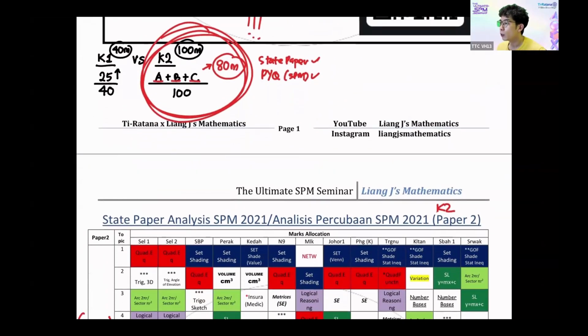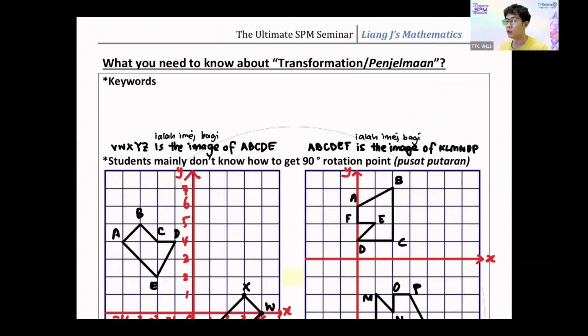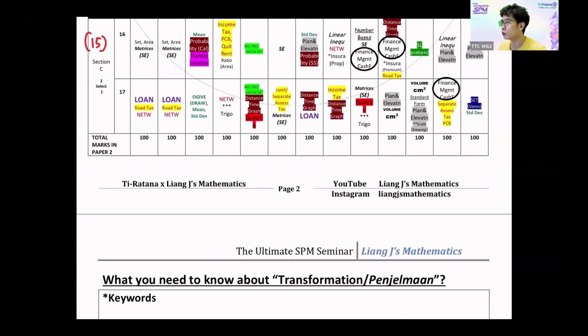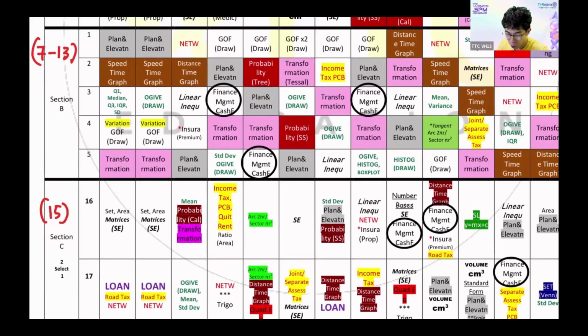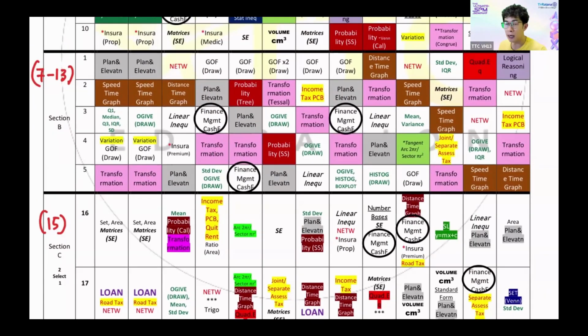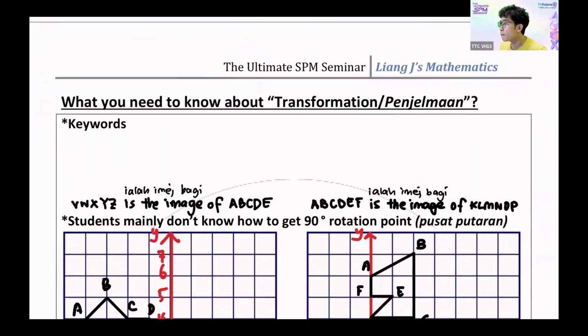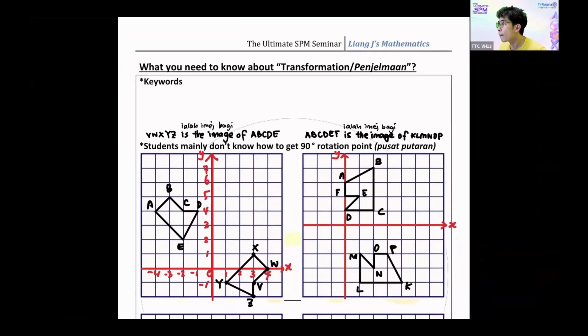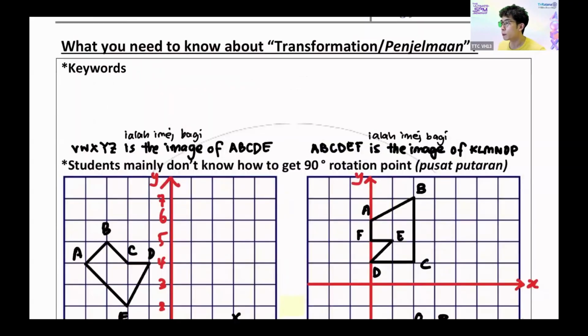Okay, 80% similar. Now the next thing, everybody, let's get into one of the parts on how to tackle one of the Section B questions. You look at this transformation, which we name as penjermaan in Bahasa. So the transformation part, the pink color version. You move to this part, your page number 3.